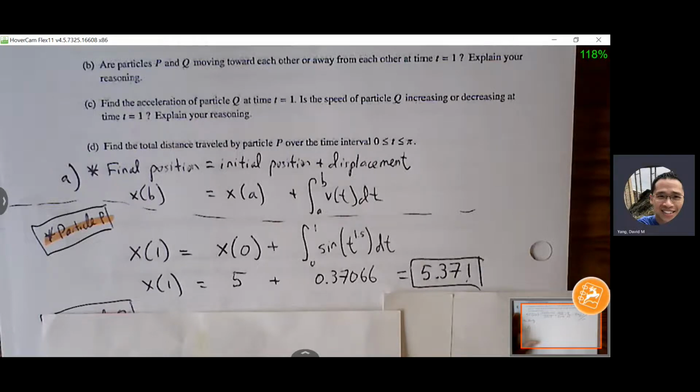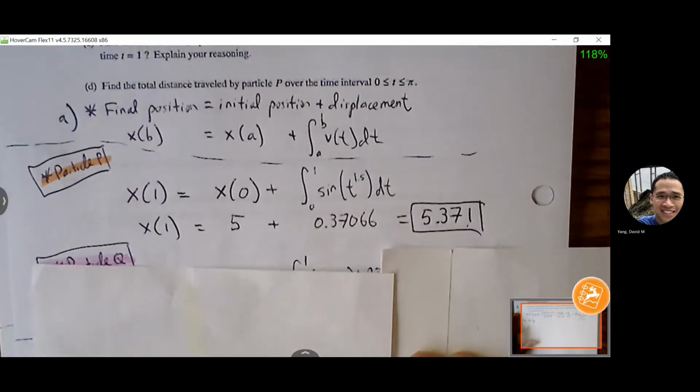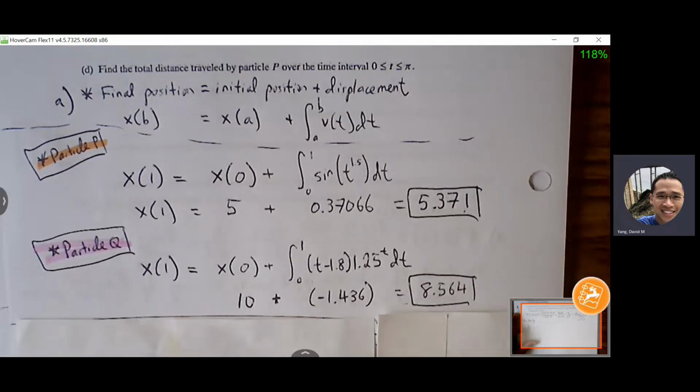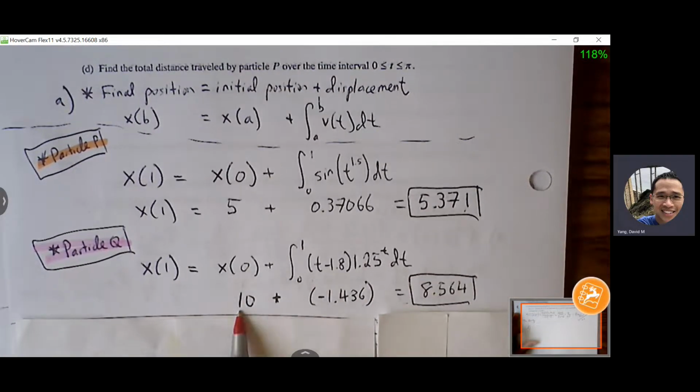Okay, let's do the same thing for particle q. Particle q has a different velocity function, has a different starting point, but you can use the same formula here. So particle q starts at 10. But when you enter this in the calculator, you're going to realize he's going to be moving backwards. He's going to end up at 8.564.